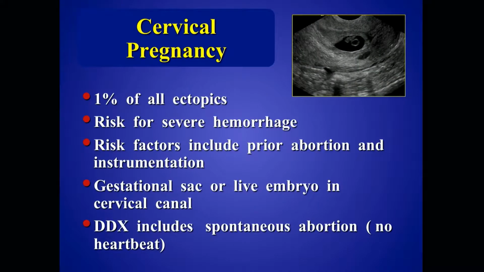Yes, they're relatively uncommon, but like the interstitial pregnancy, there is a high risk of significant hemorrhage. Risk factors would include a prior abortion or instrumentation in that area. We would look for evidence of a gestational sac or an embryo, and the differential diagnosis includes a spontaneous abortion where the sac is moving down into the canal. The only way you can really prove that is by having prior studies, seeing the movement, and seeing the absence of a heartbeat.